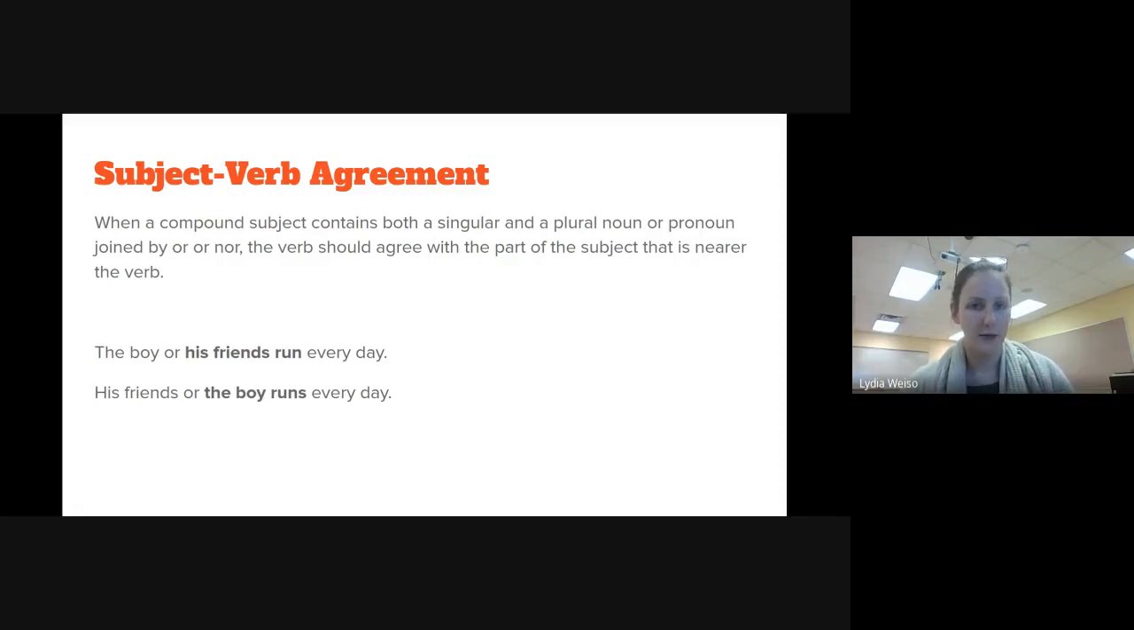But when a compound subject, and by compound subject, we mean things like book and pen, book or pen, contains both a singular and a plural noun joined by or or nor, the verb should agree with the part of the subject that is closest to the verb. This is the only time that's true. So if I said the boy or his friends, friends is plural and friends is closest to the verb, so we're going to use the plural form of the verb.